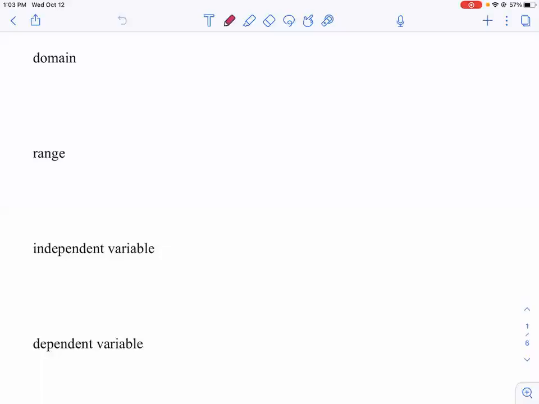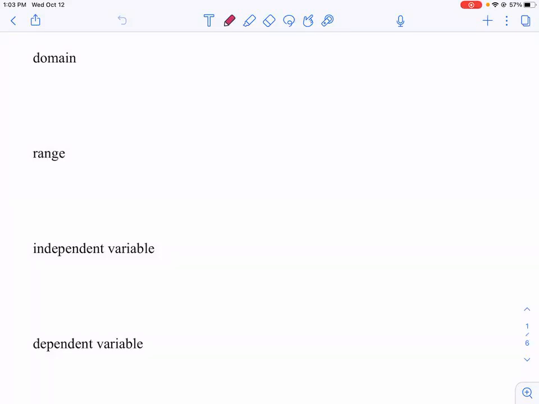So we are going to begin our day talking about these 4 vocabulary words. I then want to move into identifying an independent versus dependent variable. And then I want to do a lot of work on our domain and range pieces. So let's just talk about what domain and range is and know that here in a little bit, we'll do a lot of practice.